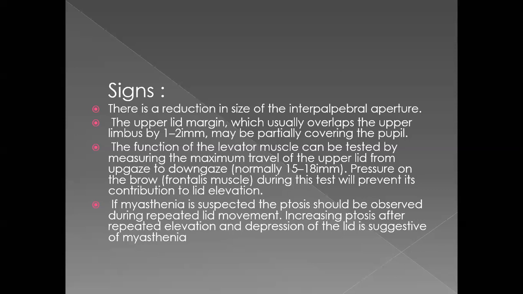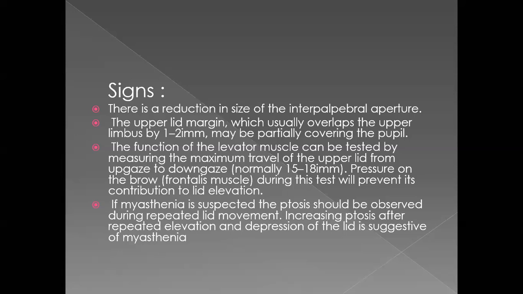Now in ptosis, this area of coverage, that is 1 to 2 millimeters, increases in width. That is, instead of 1 to 2 millimeters, the cornea will be covered by the eyelid by 4, 5, 6, 8, 10 millimeters, like that.